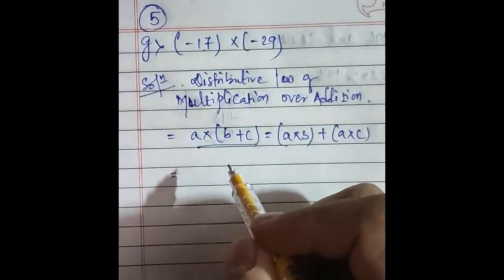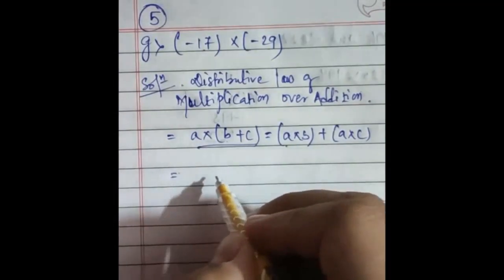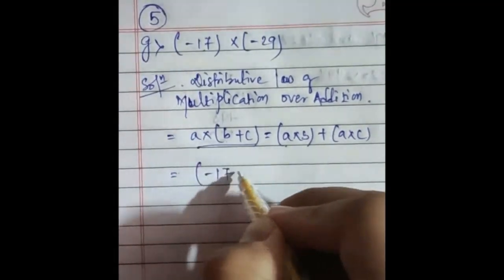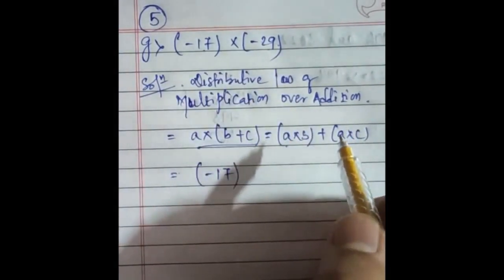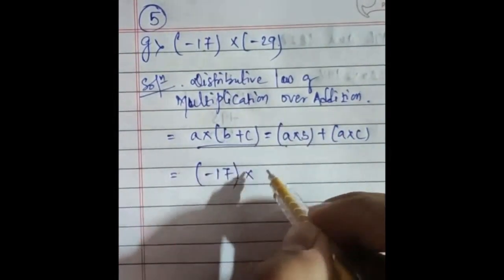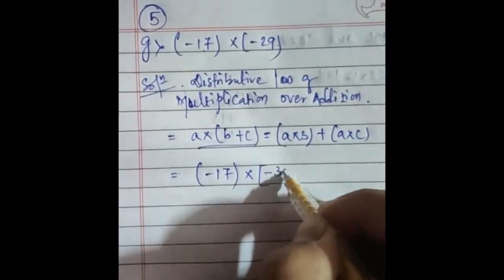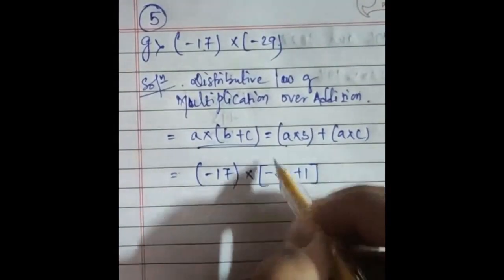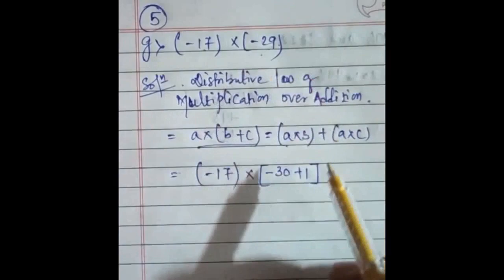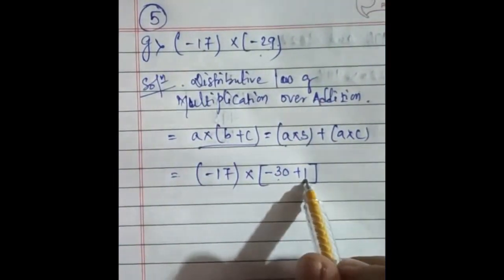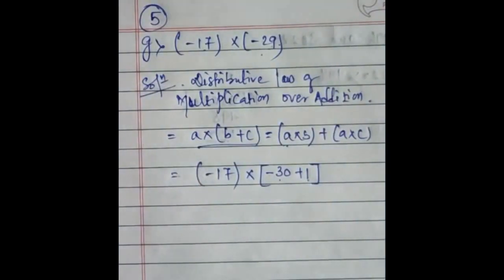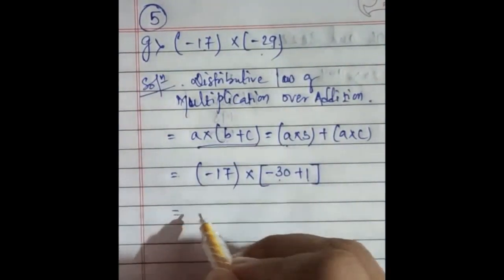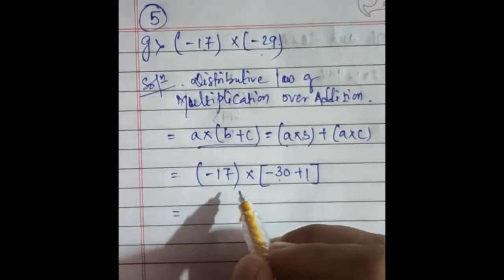We're breaking this number. Okay, so how will we break? Which number are we going to break? Minus 17 is the bigger number, so let us break this number, or let us distribute this number. Minus 29 can be written as minus 30 plus 1, because when you solve this you'll get minus 29 only. No problem with that, right? So now we are going to open this.